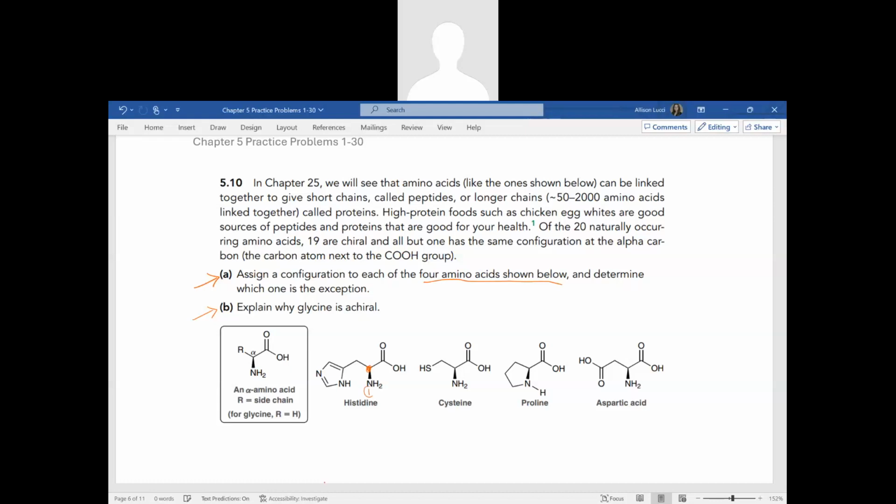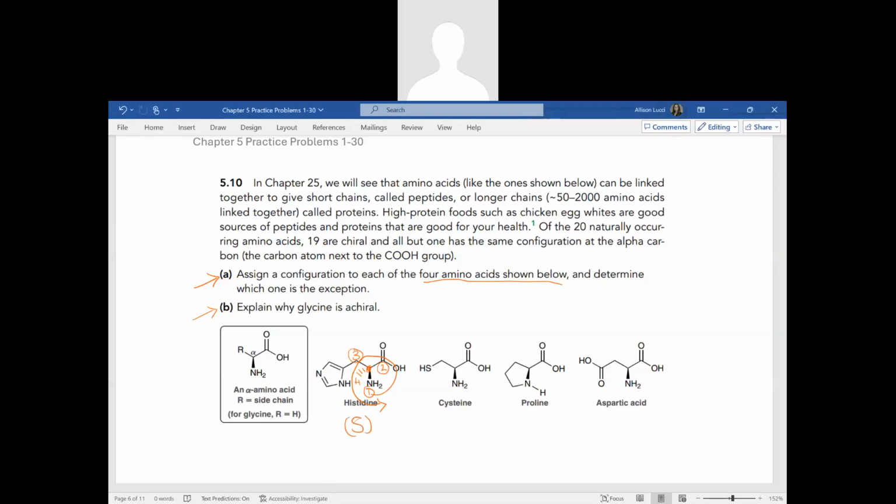Our highest priority group would be that nitrogen. Then we see we have second highest priority over here because this carbon's bonded to 3 oxygens. Then we have number 3 here, and we know that we have on our dash a hydrogen. So 1, 2, 3 for histidine would give us an S configuration.